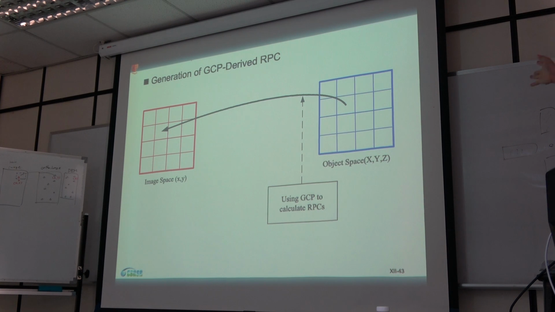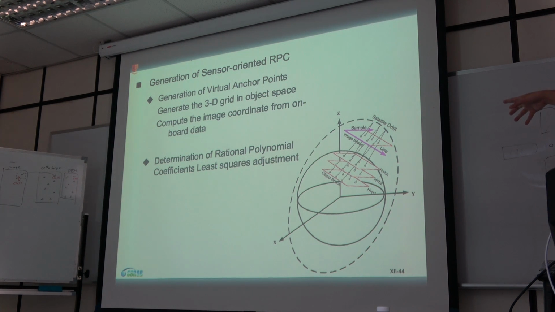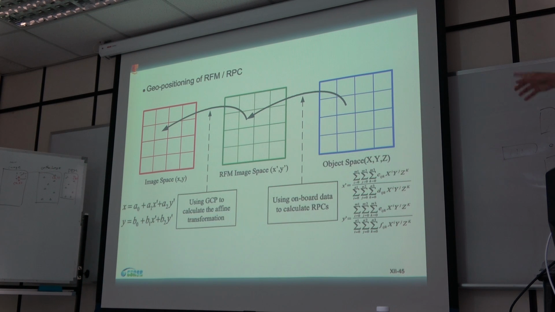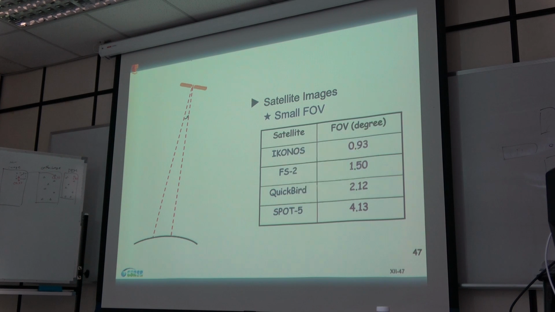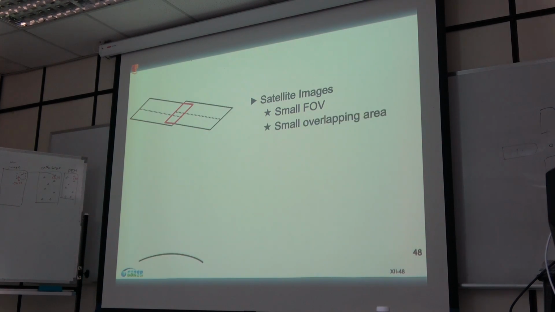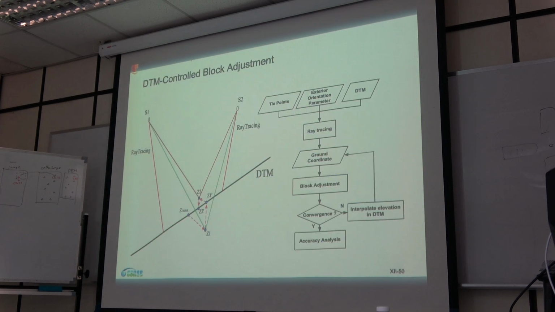And yeah, so here is how you can use the anchor points, with a lot of control points, to derive the RPC. That's the case. I believe this is covered before, so should be fine. And elevation control. This is what Professor L.C. Chen's group proposed before. So if you want, you can take a look.